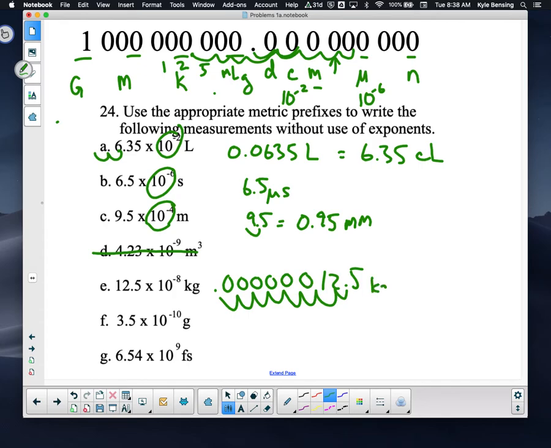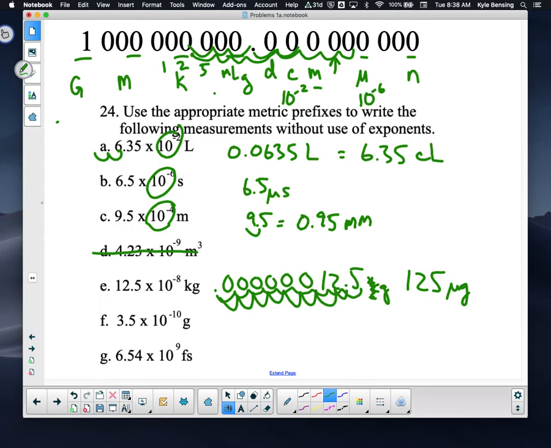This is kilograms. If I change the kilo into just regular grams, I would move it 1, 2, 3 places to the right, because kilo is here, and I go 1, 2, 3 places to the right. Now that makes this just grams. And if I move 1, 2, 3, 4, 5, 6 places, that gives me 125 micrograms, like that. That was a tough one.